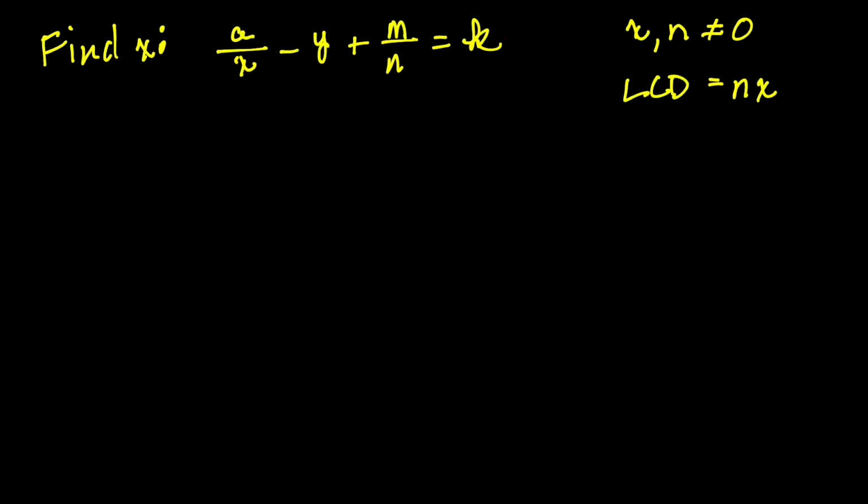Okay, so here is our 4th example. I have a over x minus y plus m over n equals k. So I want to solve this for x. There's only one x in it, but x is going to be equal to something that has an a, y, an m, an n, and a k in it. So there's a lot of stuff going on here.